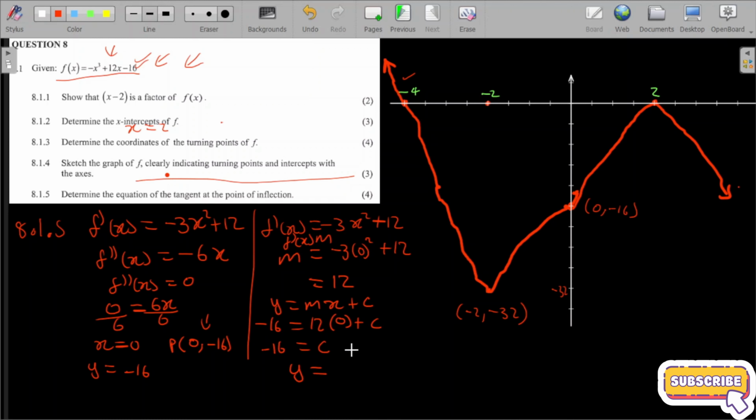So the equation, which is the straight line, the equation of the tangent, is y is equal to, my gradient is 12x, then my c is negative 16. Now, this is the equation of the tangent that is passing through the point of inflection. Now, let me go to my second part of this question 8.